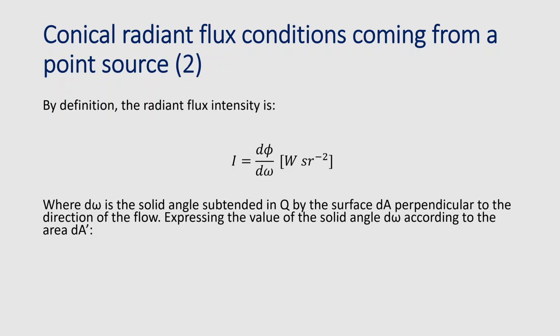Expressing the value of the solid angle d omega according to the area dA1, we can get that d omega is the ratio between the A and R to the power of 2, and considering that the A can also be calculated by dA1 times cosine theta, this is the equation that links d omega with the seen surface.